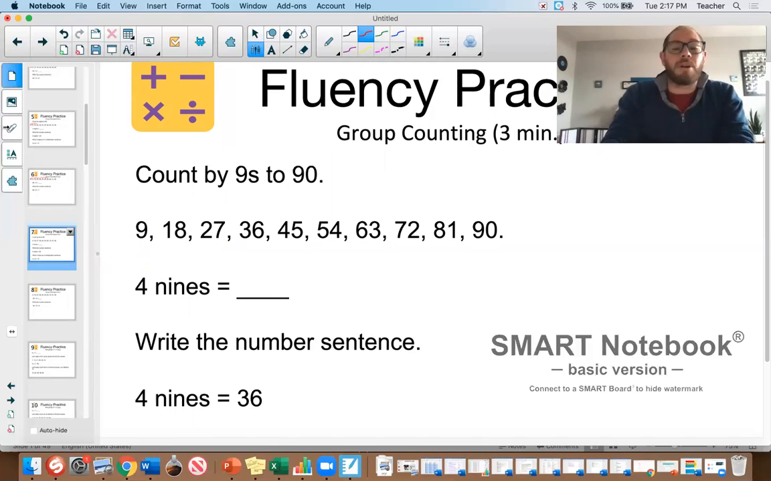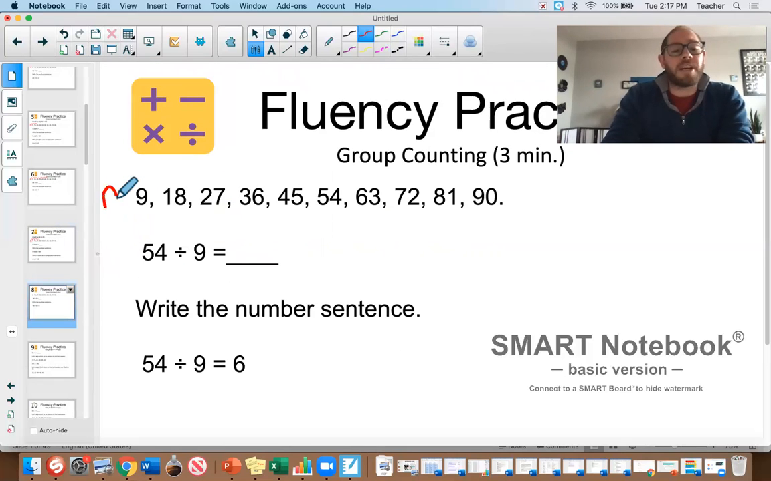4 9s. I'm going to put my 0 and skip count with me, please. We're going to be making 4 jumps. So 0, 9, 18, 27, 36. 4 groups of 9 is 36.